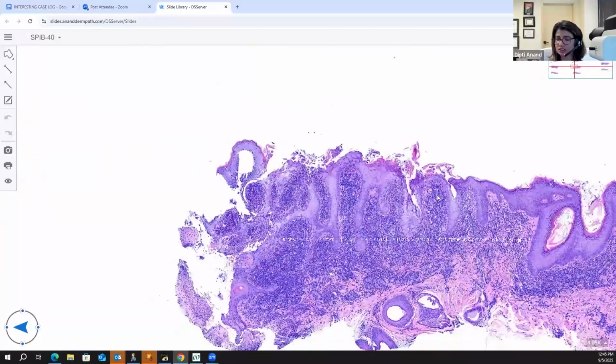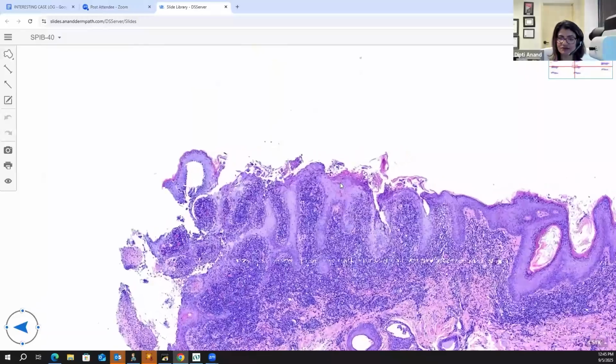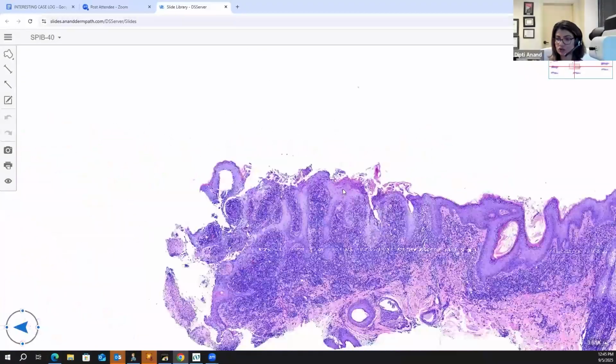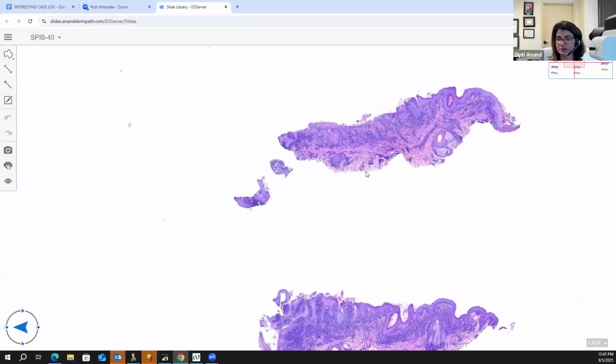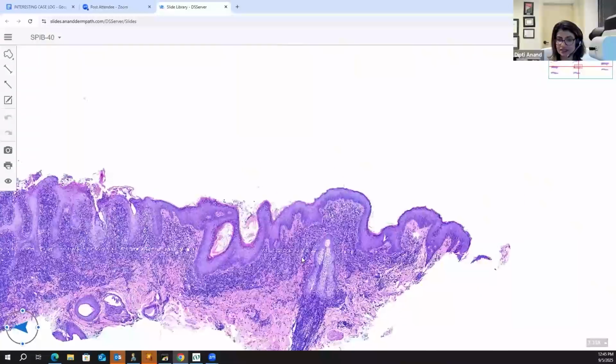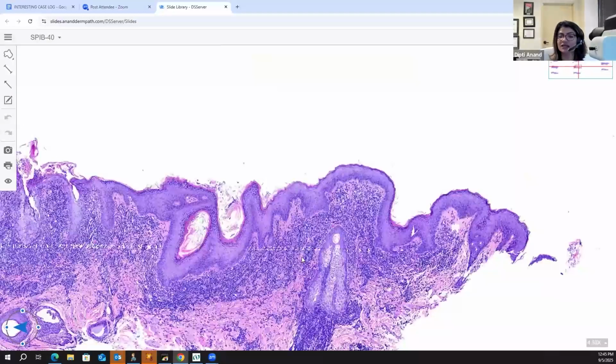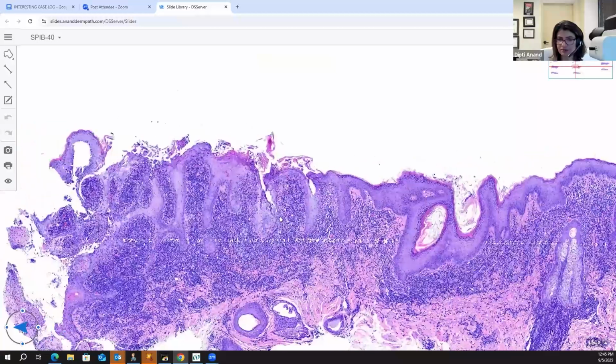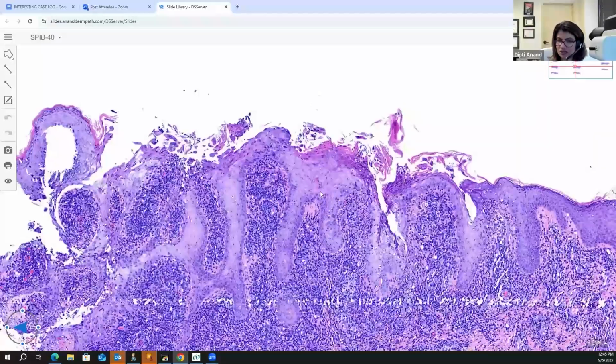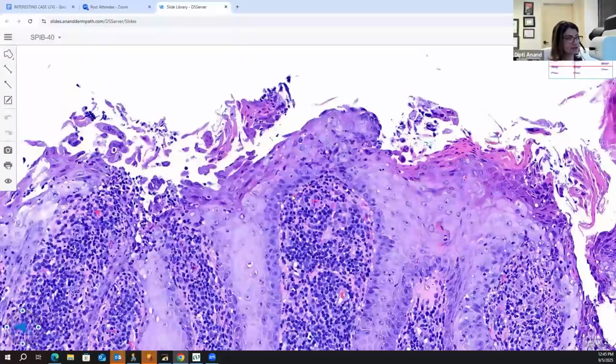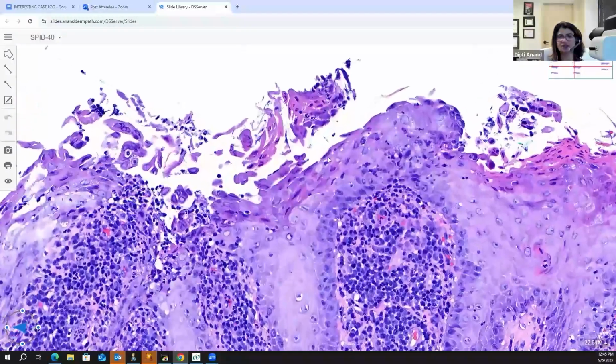And the best place to look for the virally infected cells is in the ulcer, but also look in the follicular epithelium. Sometimes the infected cells can just be seen in the hair follicles. In this case, we don't see that, but it's in the superficial sections. Did everybody get that? Okay, good.